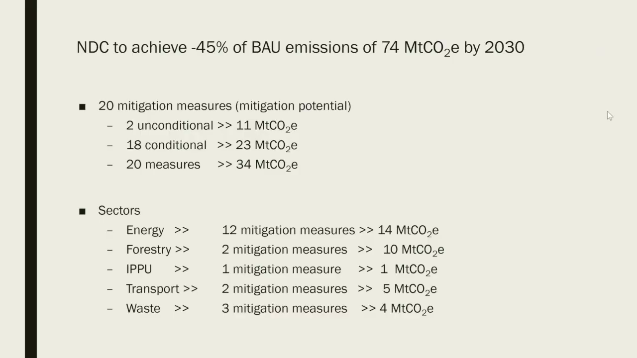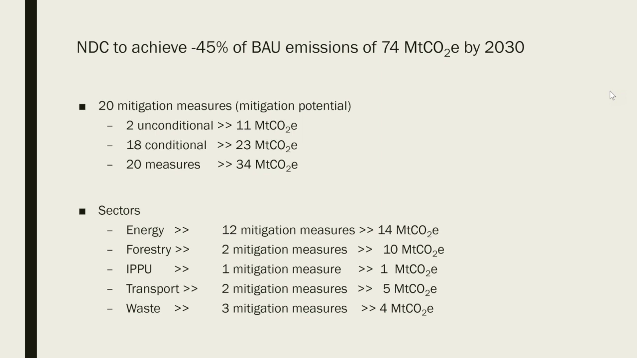If we focus on only the mitigation side of things, the 20 mitigation actions are supposed to deliver a 45% reduction of our BAU emissions of 74 million tons by 2030, which fundamentally translates into a 34 million ton emission reduction potential for the country if we fully implement this target. The 20 mitigation actions are also divided into conditional and unconditional measures. There are 2 unconditional measures, whose implementation is expected to lead to 11 million tons of emission reductions. The remaining 18 are supposed to lead to 20 million tons of emission reductions. When we sum them up, we expect the 45% emission reduction target to lead to a total of 34 million tons of emission reductions by 2030.